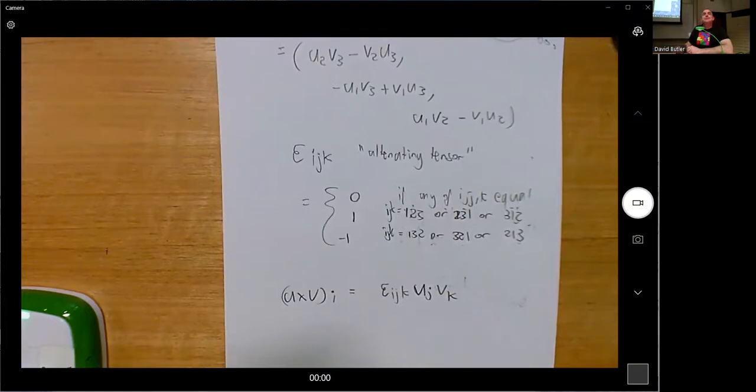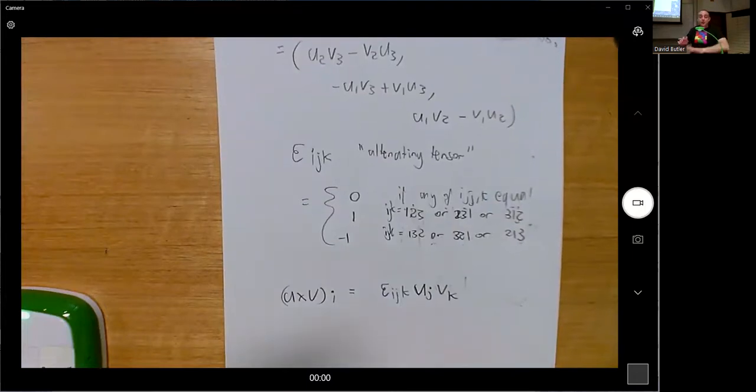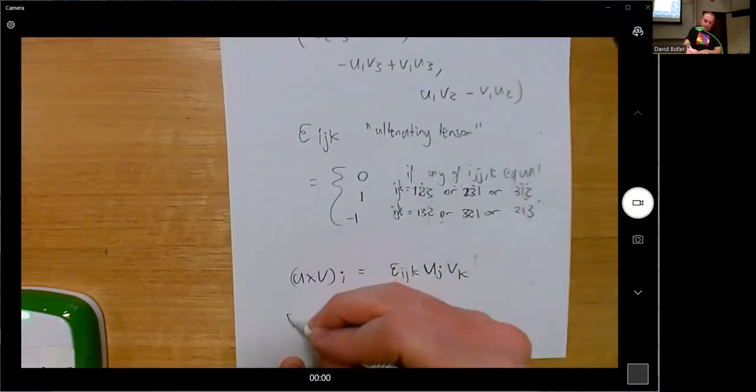Because the cross product is in 3 dimensions. As I said, it usually works when the suffixes only have 3 options, 1, 2, or 3, because the vectors themselves have 3 entries, because you can only do the cross product in 3D anyway. So let's just check that this works for the first coordinate.